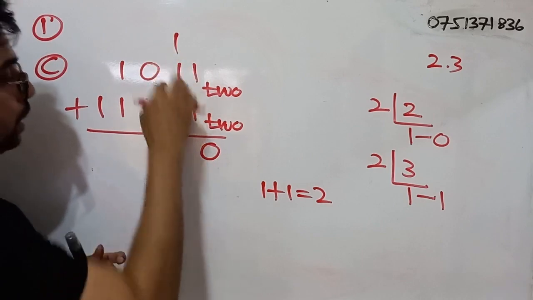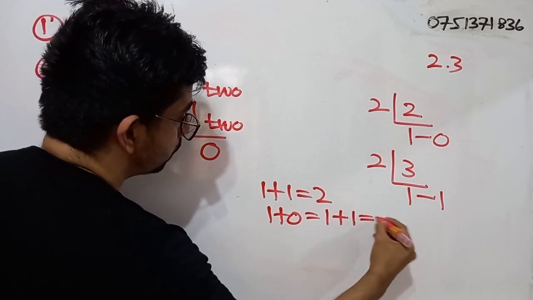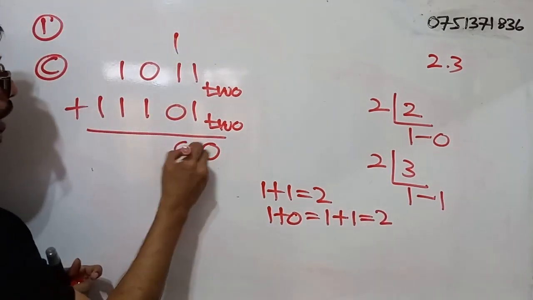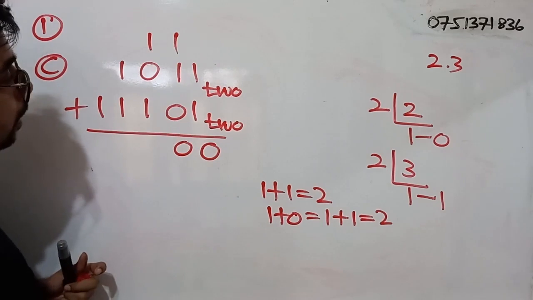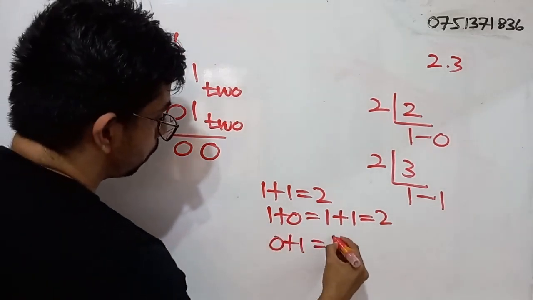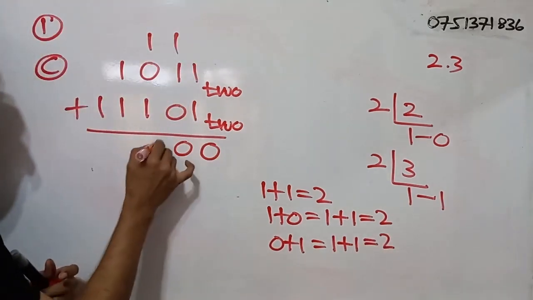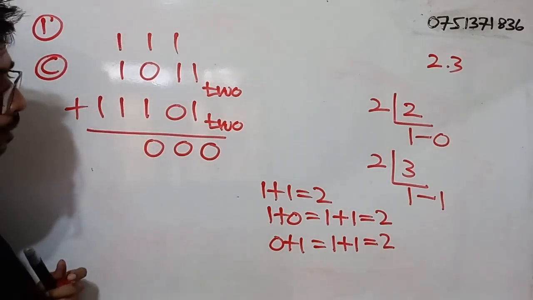Now we will add these 2 digits. So 1 plus 0, it becomes 1. To that we add another 1, so this becomes 2. So we write 0, push over the remaining 1. Again we will add these 2 digits. So 0 plus 1, it becomes what? 1. To that we add another 1. So this becomes what? 2. So we write 0, push over the remaining 1.